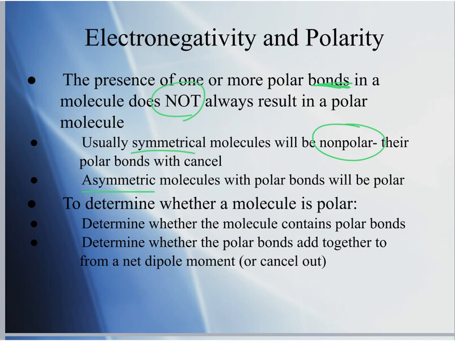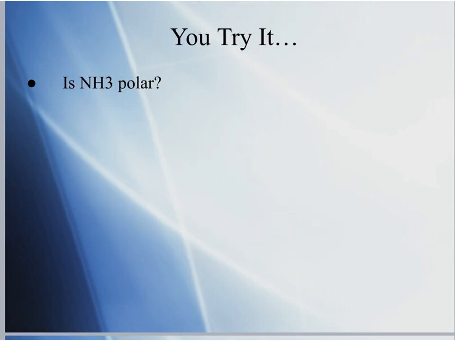So to determine whether a molecule is polar, first, determine whether the molecule contains any polar bonds. And then second, determine whether the polar bonds add together or cancel out. If they add together, then it's going to be a polar molecule. If they cancel out, it is nonpolar. So let's take a look at this example here. In fact, I'd like you guys to do this on your own.